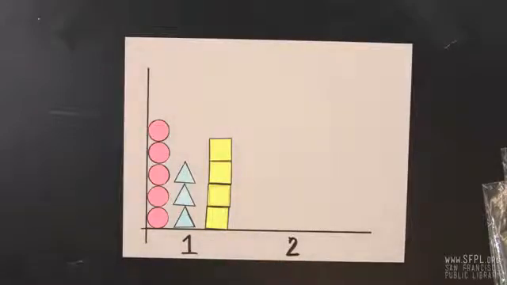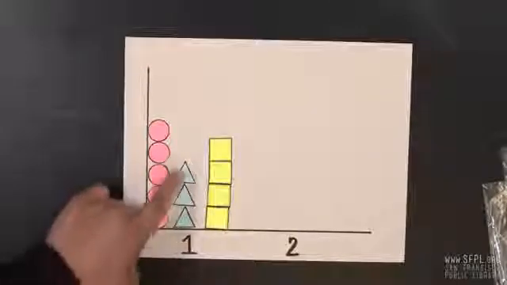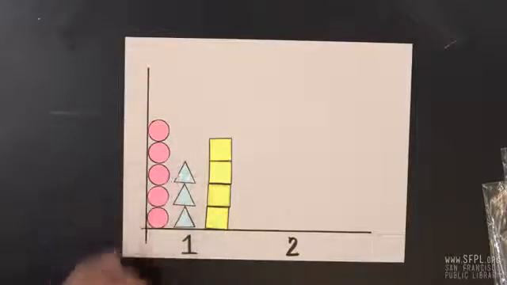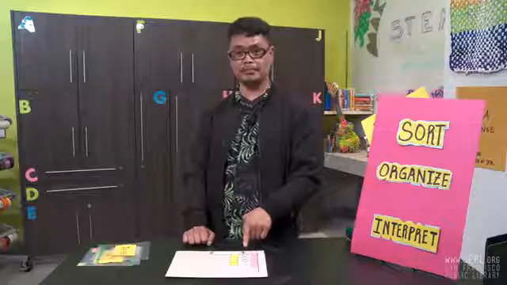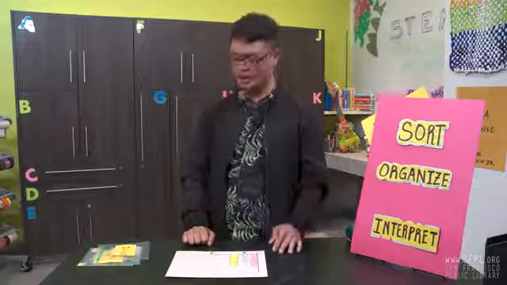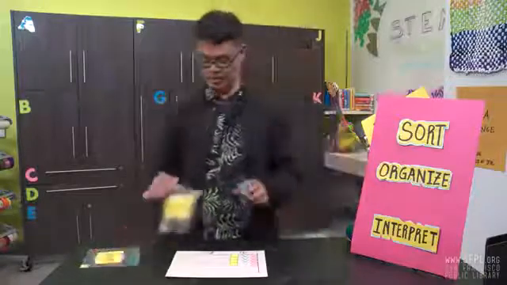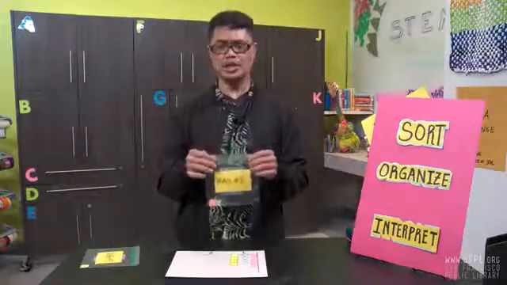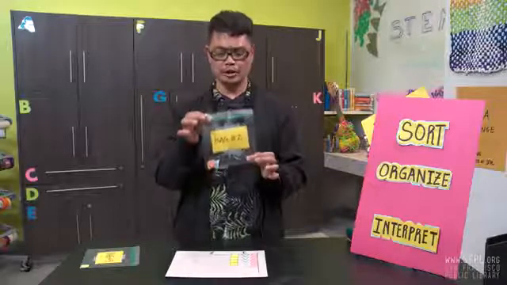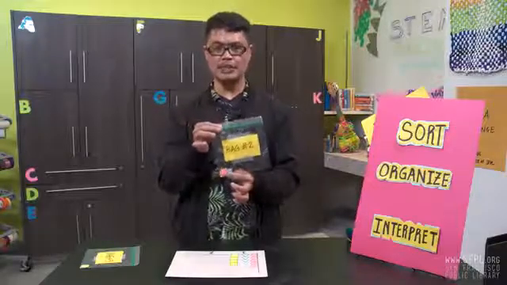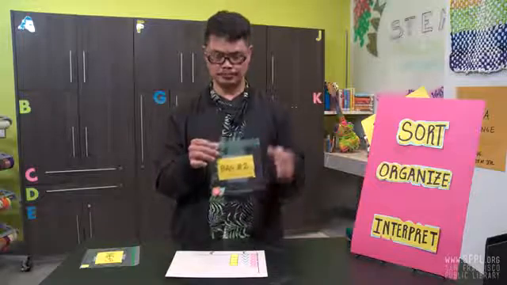Let's ask another question. Which shape has the least amount? So the shortest line tells us that that shape is the least amount, which is triangle. Now let's make it more interesting. Let's grab another bag of data, bag number 2. And at home, make sure your bag number 2 has the same objects as your bag number 1.